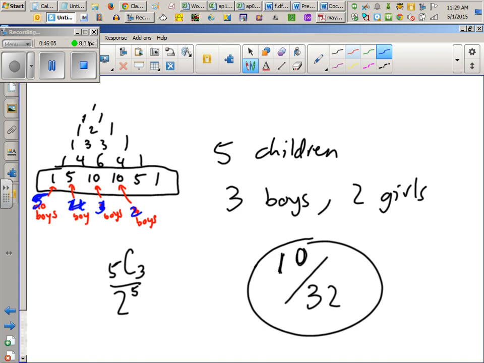Fine. I'm going to go ahead and do it the other way around. It doesn't matter. If you have 3 boys, you have 2 girls. If you have 2 boys, you have 3 girls. It doesn't matter. It works back and forth. If you accidentally put 5C2 here because you were thinking girls, it's still 10. Okay? So there's a little bit of forgiveness with the nCr because of the duplicate numbers in the row.